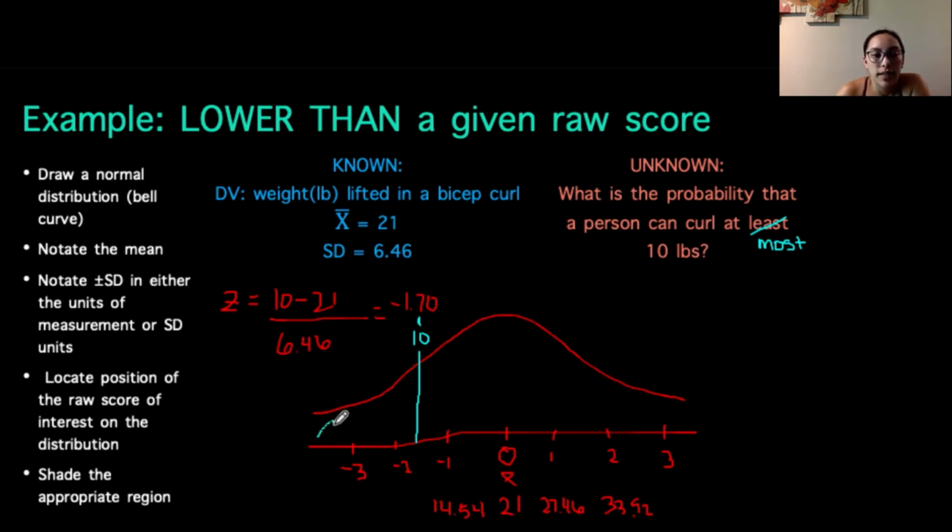The probability that they can do that would be the area to the left of the z-score. And the z-table is going to give you the probability, or the area under the curve, to the left of this z-score. Okay? So if I asked you to construct a distribution, these would be the steps that you would use to do that, given that we're looking for something below a raw score of interest.